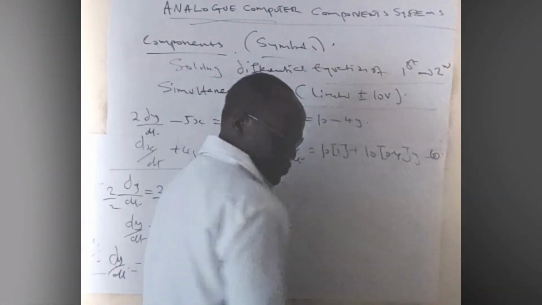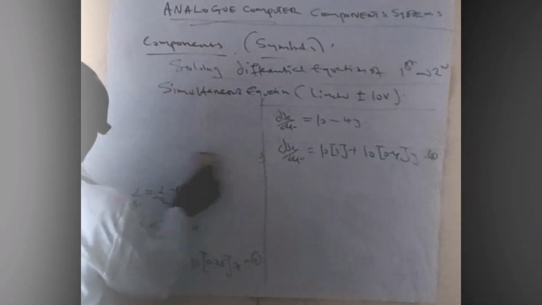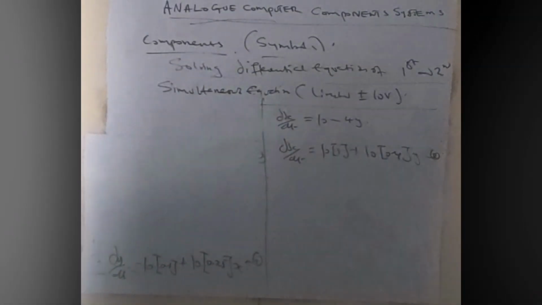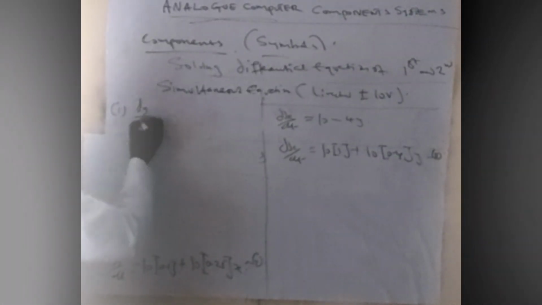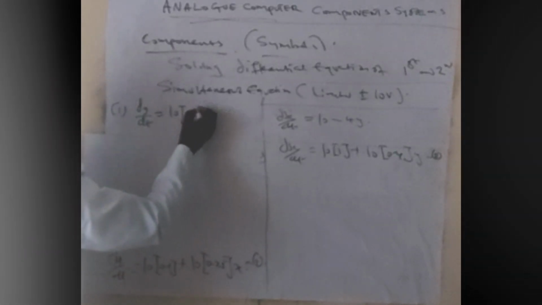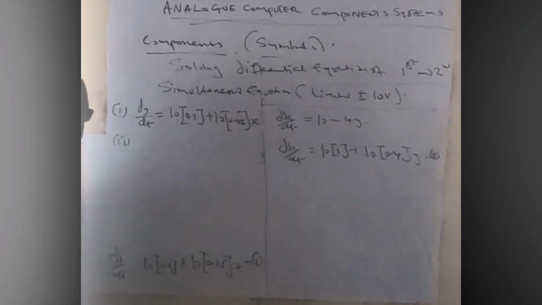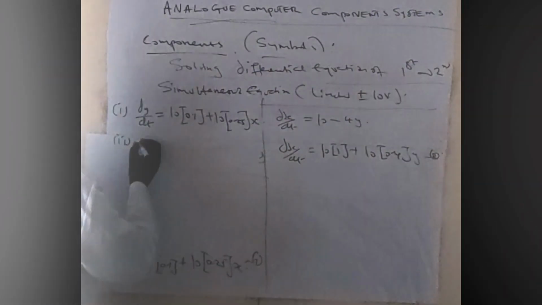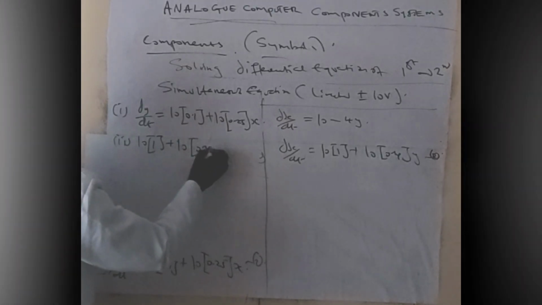So let me just repeat it. Equation 1 is dy/dt equals 10 into 0.1 plus 10 into 0.25x. Equation 2, after simplifications, we are going to get 10 into 1 plus 0.4y.